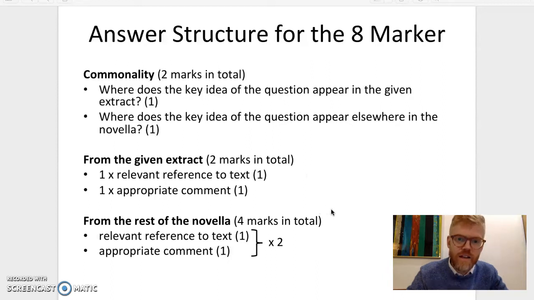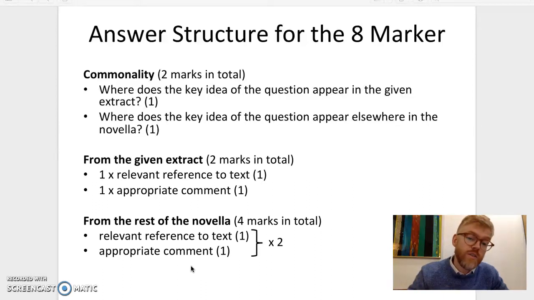The second set of 4 marks are available for work on the rest of the novella. So this is the part that really draws on your revision. And what you're looking to do really is, on 2 occasions, refer to somewhere else in the novella, either by a quote or a specific description, and then provide an appropriate comment for each of your quotes.